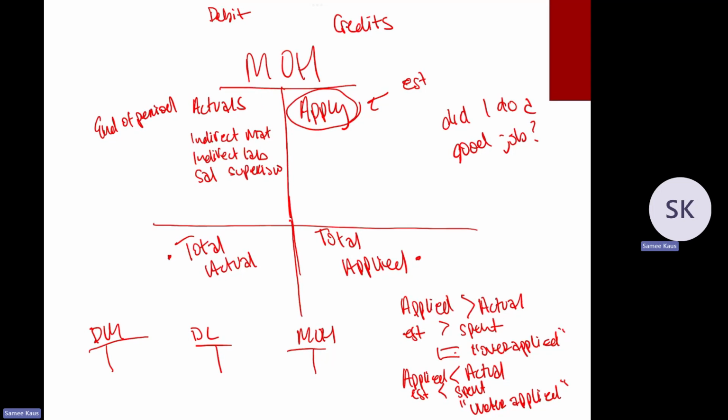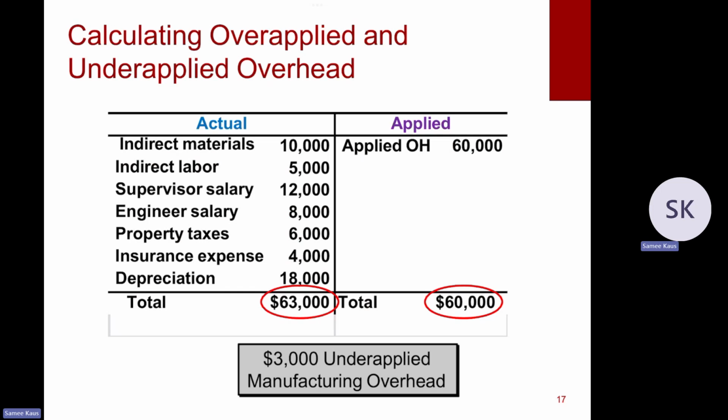So with that in mind, say in an example case, we have our applied overhead at 60,000 bucks. Okay. So I estimated that I was going to incur $60,000 of overhead. But now I add up my indirect labor, my indirect materials, all of these salaries, my property taxes, my expenses, my depreciation. Oh my gosh, I actually had $63,000 in expenses. Okay. So I actually wrote a check for 63,000 bucks, but I thought it should only be 60.